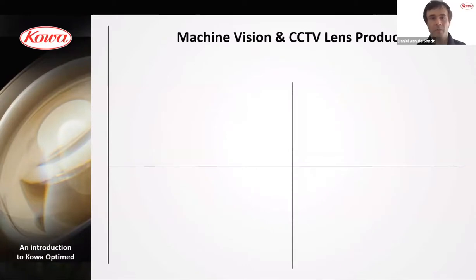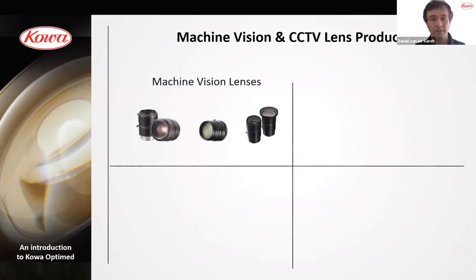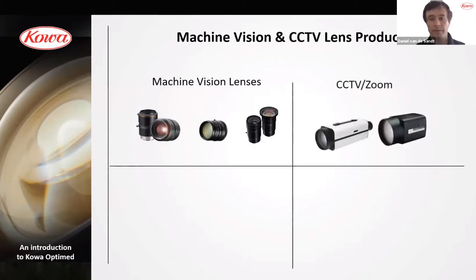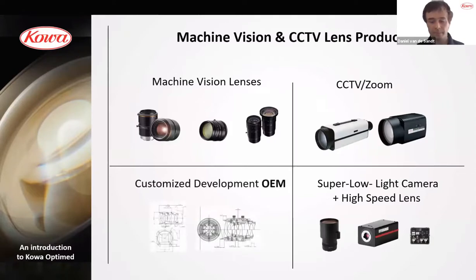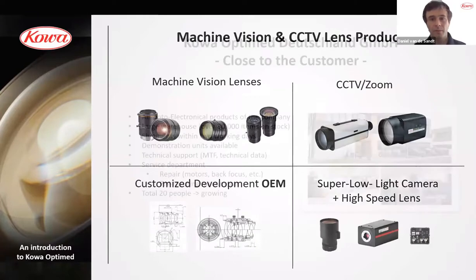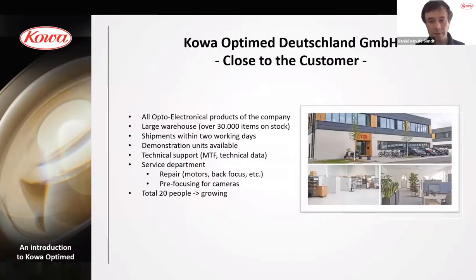Regarding lenses, we focus solely on B2B lenses, lenses for industry use. For this, we have two business areas. One, machine vision lenses, which are mostly fixed focal lenses, C-mount, and also security lenses, which are mostly motorized zoom. And for security, we also have a low light camera. For both areas, we also offer customized solutions. In Düsseldorf, Germany, here is our sales hub for Germany. Here we have a big warehouse with most items on stock and our technical service department.